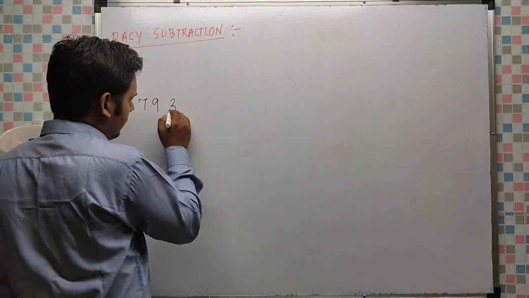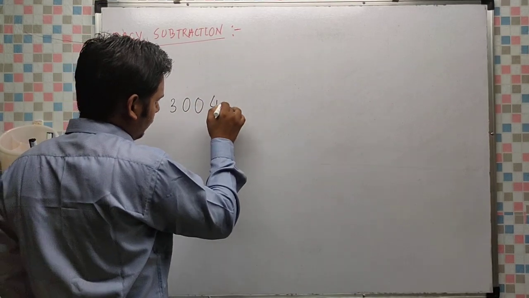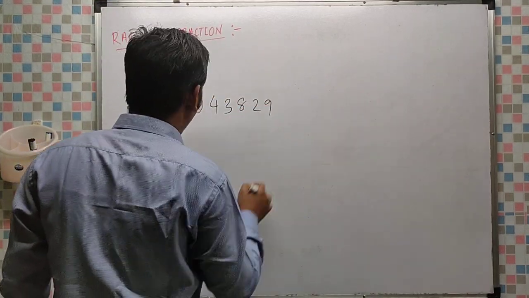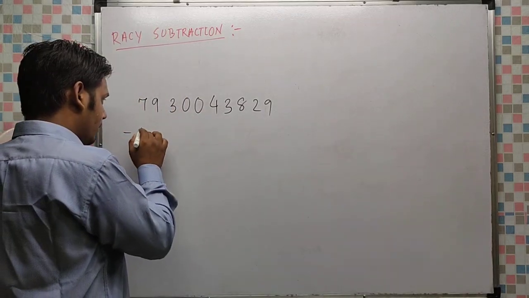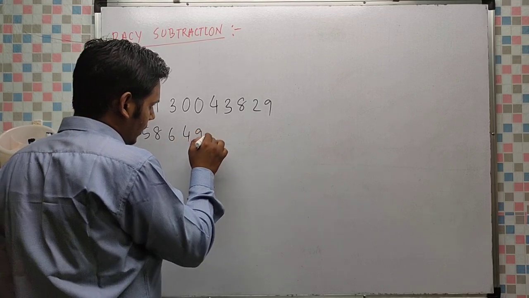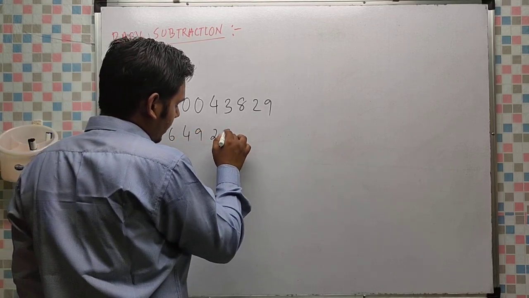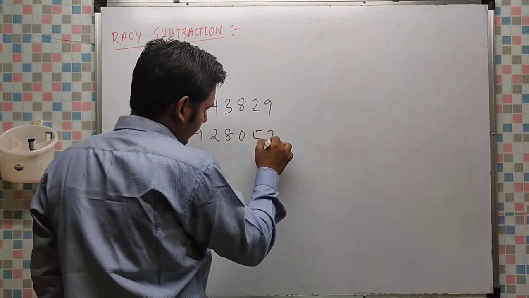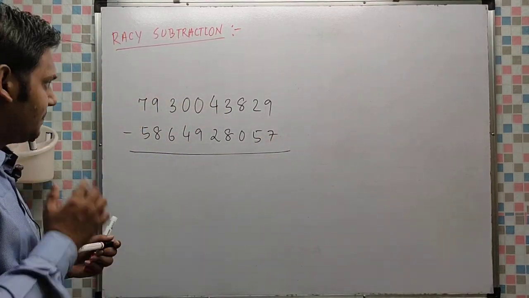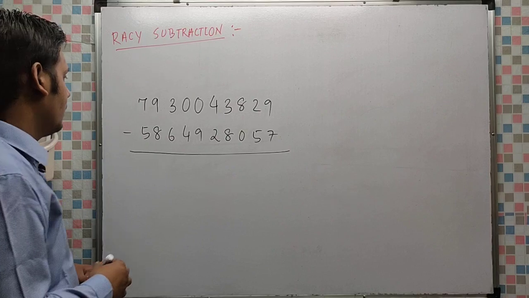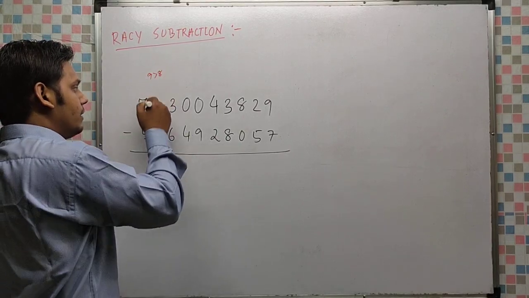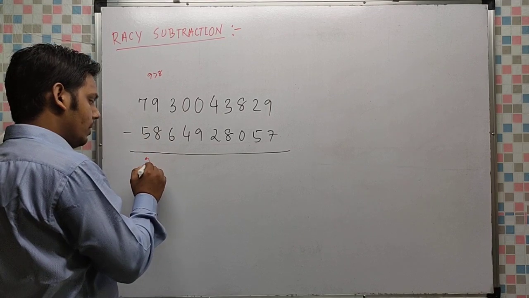7 9 3 0 4 3 8 2 9 minus 5 8 6 4 9 2 8 0 5 7. So how to do this number? Method is same. So what you have to do? 9 is greater than 8, so 7 minus 5, that is directly 2.